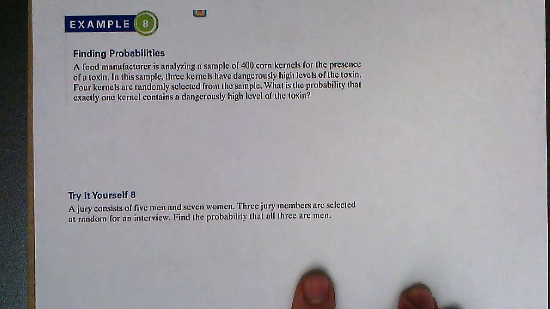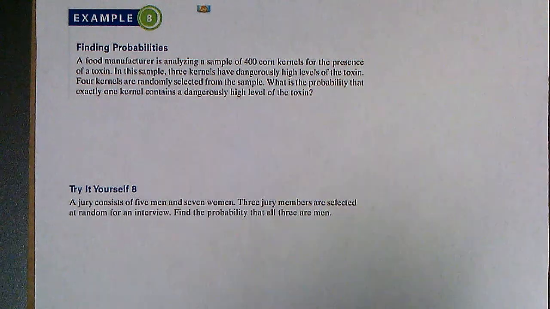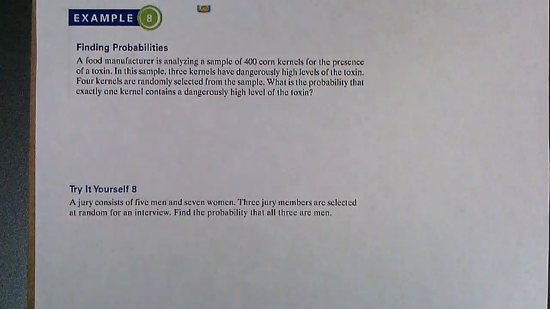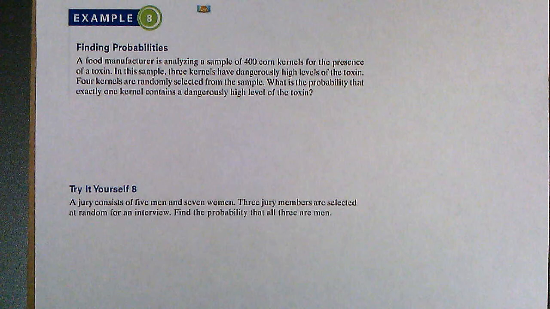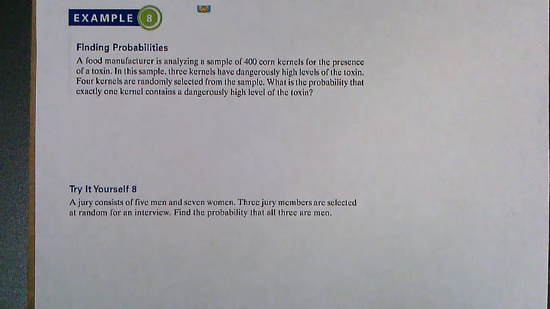In this sample, 3 kernels have dangerously high levels of the toxin. 4 kernels are randomly selected from the sample. What is the probability that exactly 1 kernel contains a dangerously high level of the toxin?